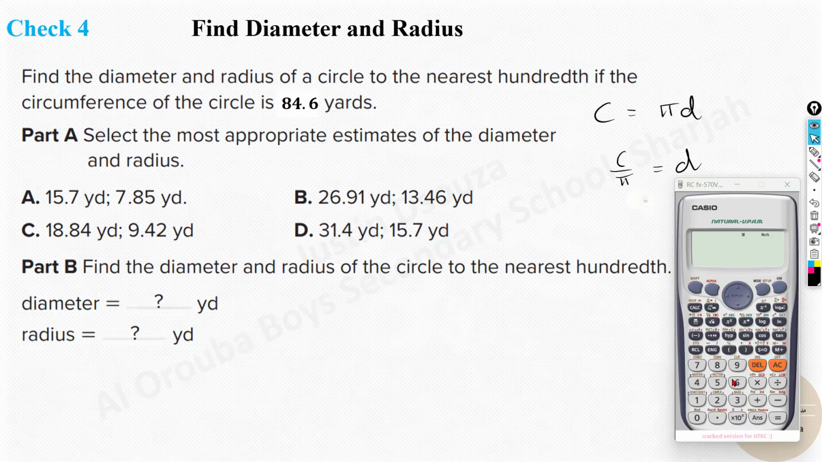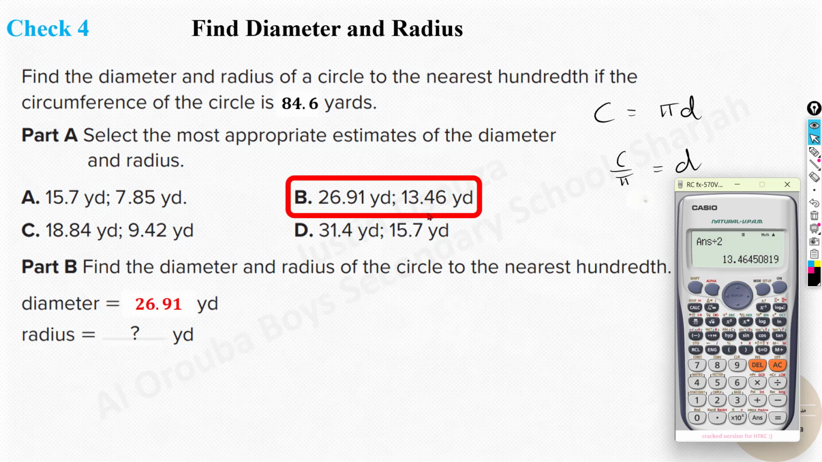Here we have 84.6 divided by pi, that is 26.92. So this would be the answer, and if you just divide it by 2, you will get the radius, that's 13.46. So that's approximately the answer, and yeah, that's it. This is the diameter, the radius.